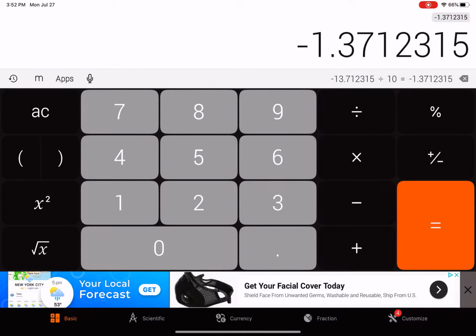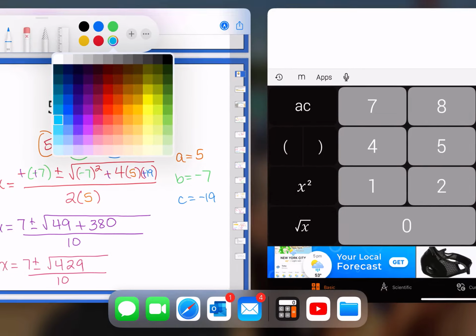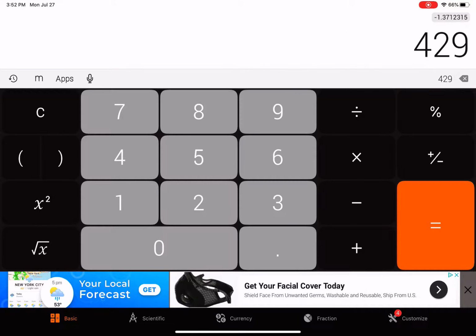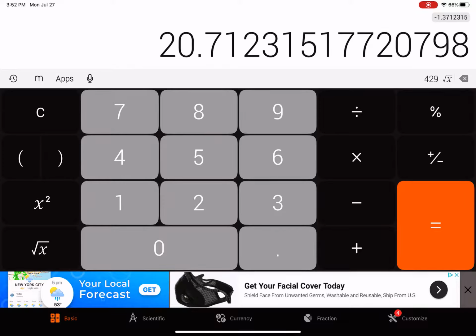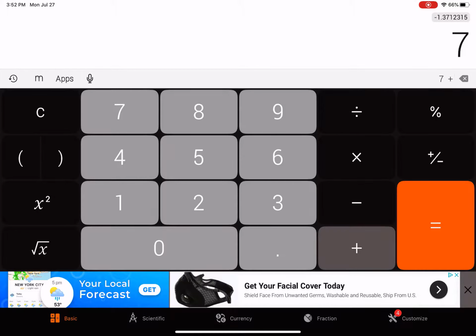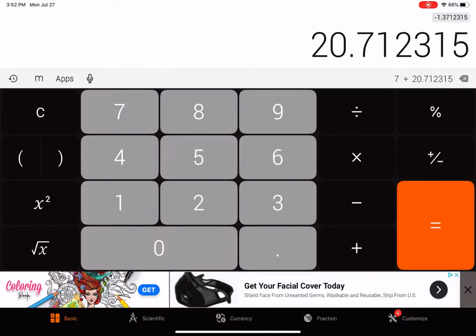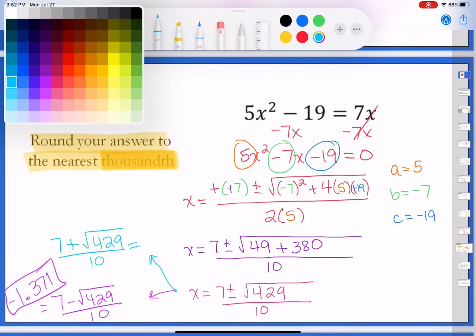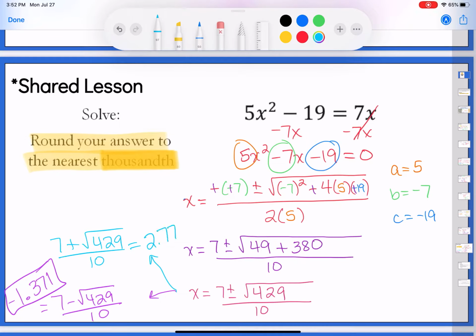And then, just to double check again, I need the square root of 429, 20.712315. So I need 7 plus 20.712315, and then divide that by 10. Notice I'm hitting equals in between, so I have 2.771 if I round to the nearest thousandth. So those are my 2 answers, negative 1.371 and 2.771, because I'm rounding to the nearest thousandth.